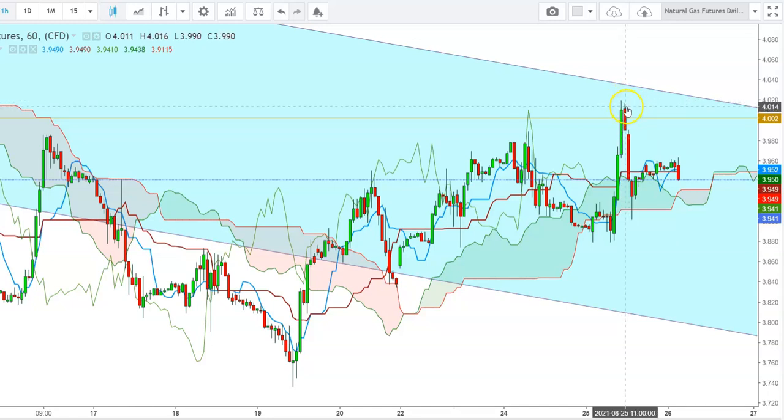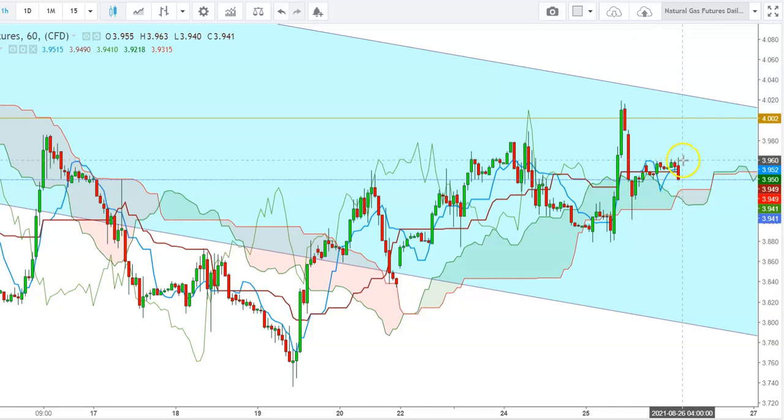But here the natural gas futures found a sharp sell-off and continued to move downward and tested a low at the levels of $3.9 on August 25th. But here you can see how the natural gas futures found a strong buying support below the lower end of the Ichimoku cloud in an hourly time frame. Since then, we have seen this strength in natural gas futures.